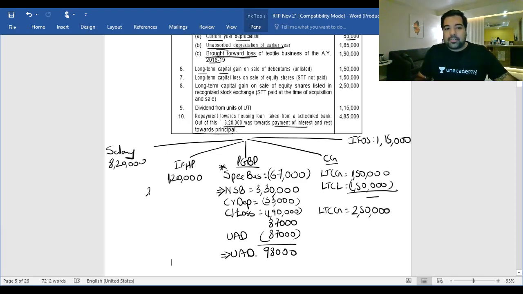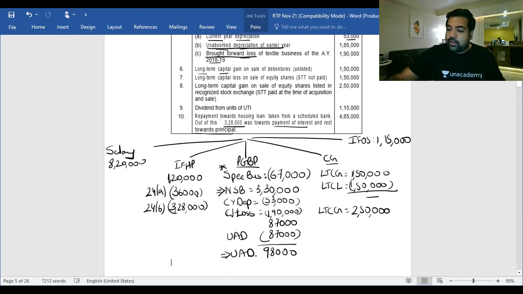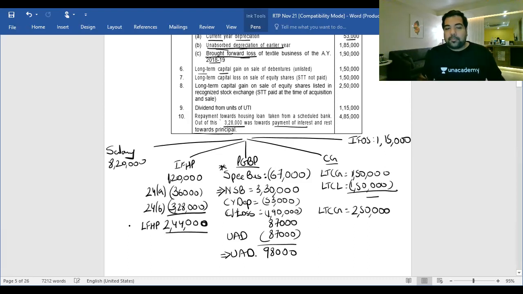This interest will be minus 24A, 30% you'll minus. So 1,20,000 into 30%, that is 36,000. And also you will minus interest. Guys, this house is let out, so there is no capping on the interest. You can minus the entire 3,28,000. So after minusing both of these, 1,20,000 minus 36 minus 3,28,000. That gives you 2,44,000. 2,44,000 is a loss from house property.